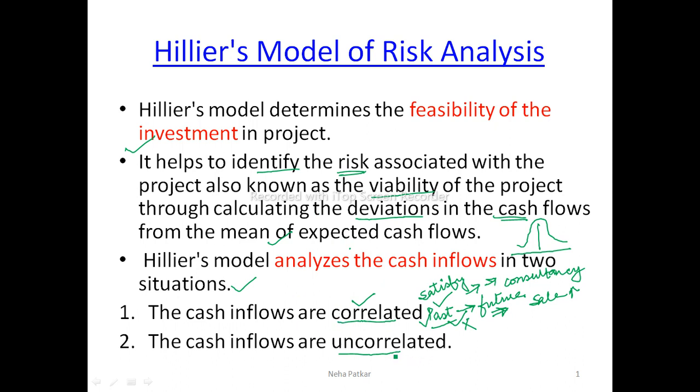And what about uncorrelated? Uncorrelated, as its name suggests, cash flows are not correlated, means no relation is there between the past and future. And this could be a case of a freelancer, or when a new product is in the market, a new company is there, a new market is there. So these are the uncorrelated type of cash flow.